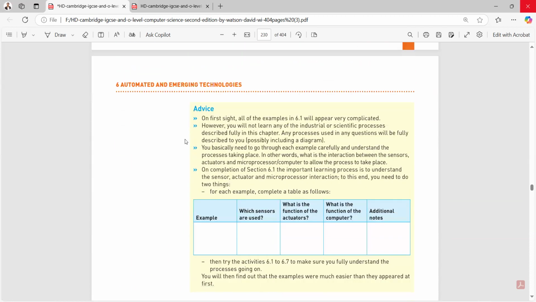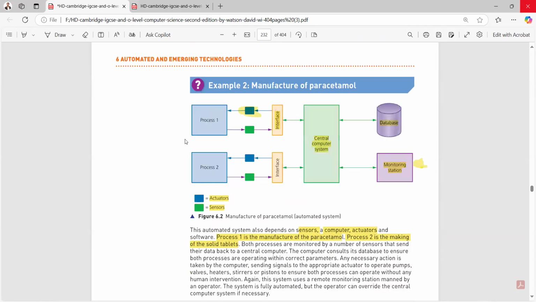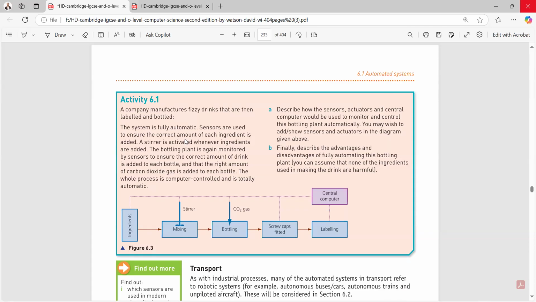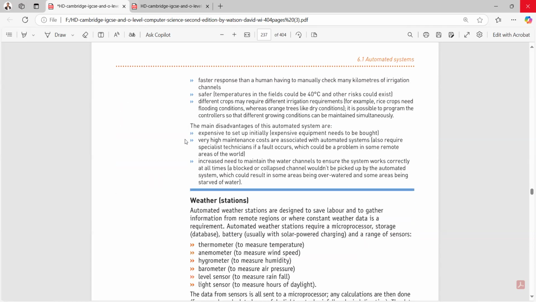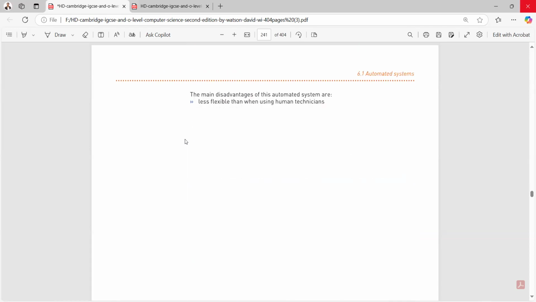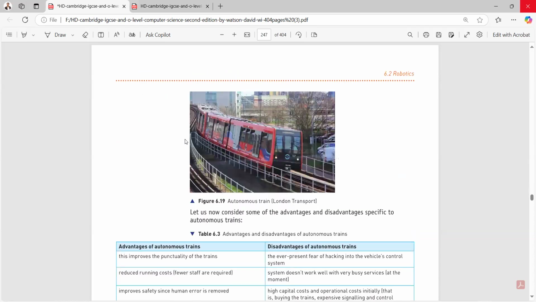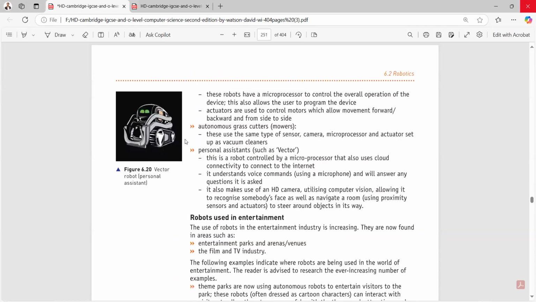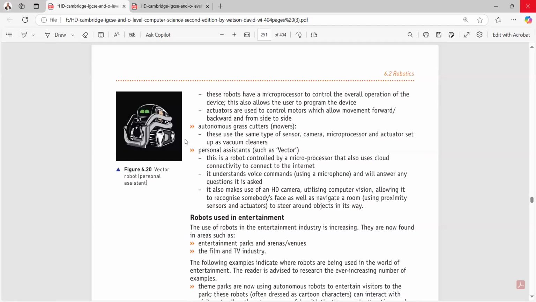Any questions still here? You can review it from your book as well. Then we will be starting from weather stations in our next class. Lightning, science, all of them are the same. So that's it for today from my side.